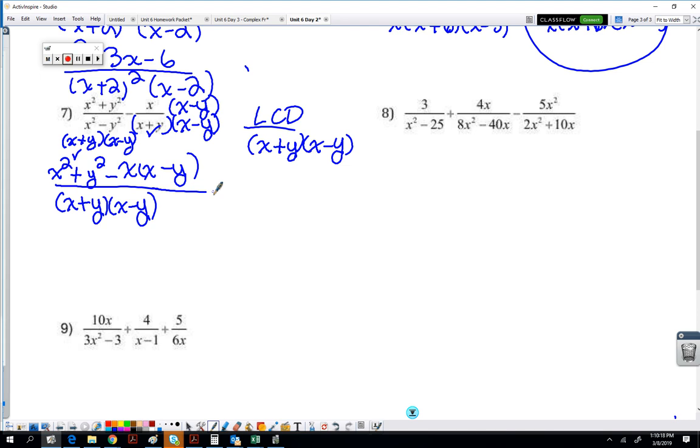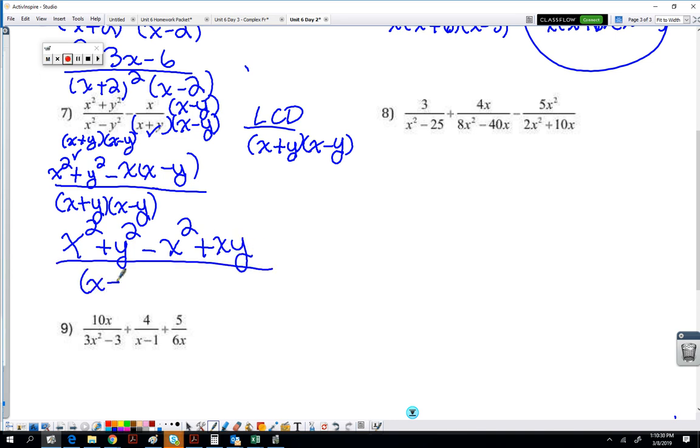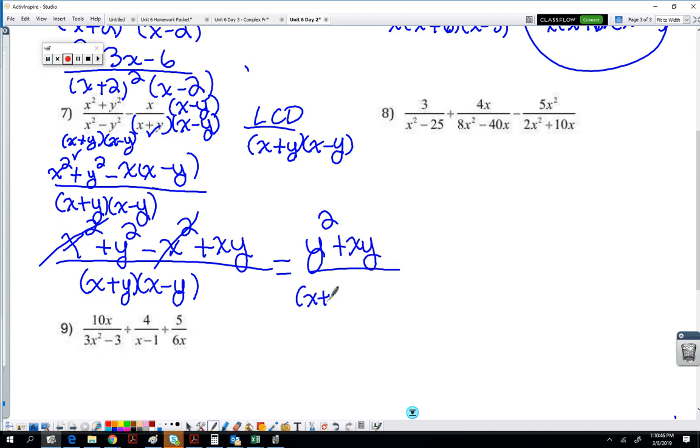So now what we got to do is we got to distribute. So I got x squared plus y squared. I got negative x squared plus xy all over my LCD of x plus y, x minus y. And then you got to combine your like terms. So if I combine my like terms, my x squares cancel out. One's positive, one's negative. And I'm left with y squared plus xy all over x plus y, x minus y.